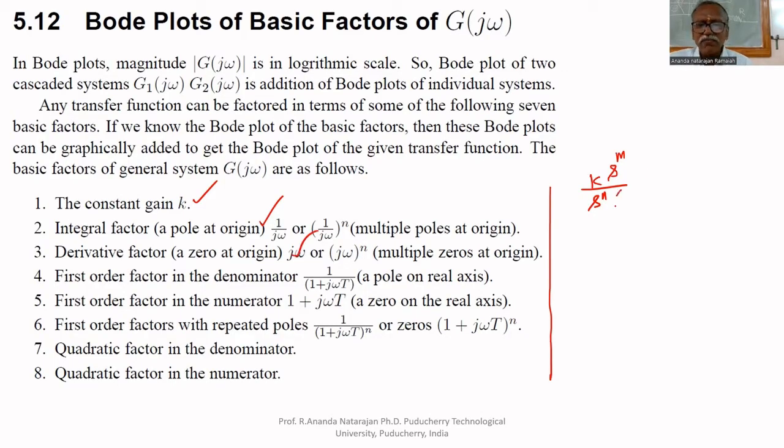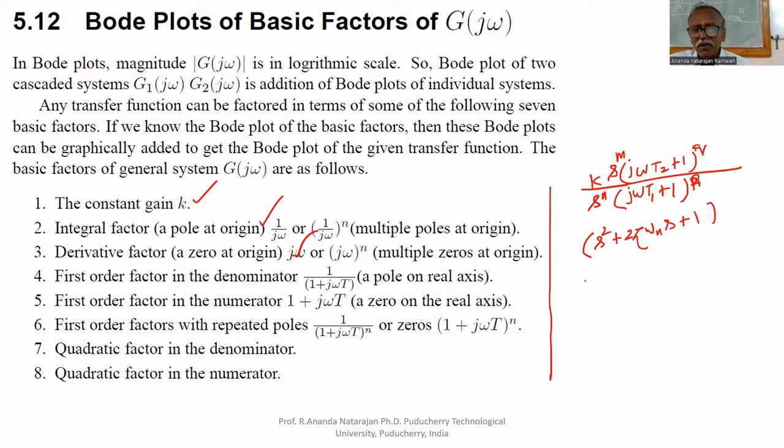Then any first order factor in the denominator, j omega T plus 1. Similarly, first order factor in the numerator, for that what is the plot? Apart from that, there may be multiple repeated poles and zeros, p repeated poles and q repeated zeros, like that. Then it may be a quadratic, that is s square plus 2 zeta omega n s plus 1.